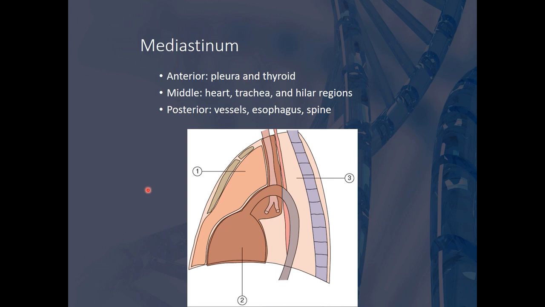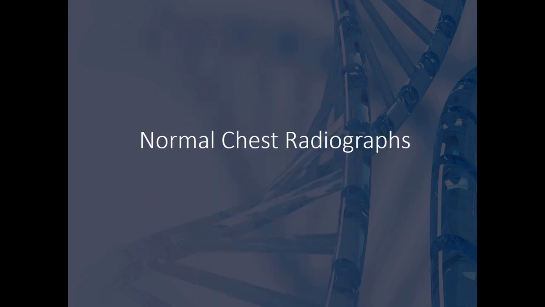Our mediastinum is separated into several compartments. The anterior consists of the lungs and the thyroid, the middle with the heart, trachea, and the hilar regions, and the posterior aspect carries the vessels, the esophagus, and our spinal column. So what consists of a normal chest radiograph before we get into some pathology?